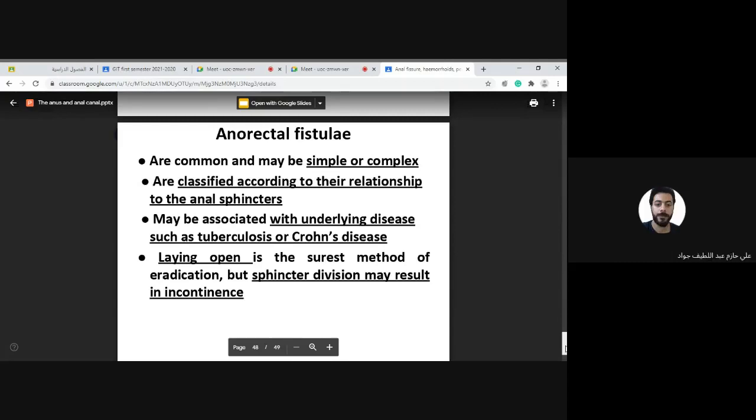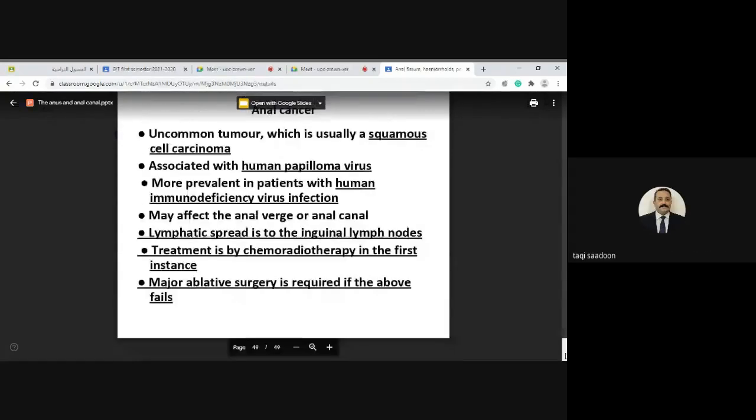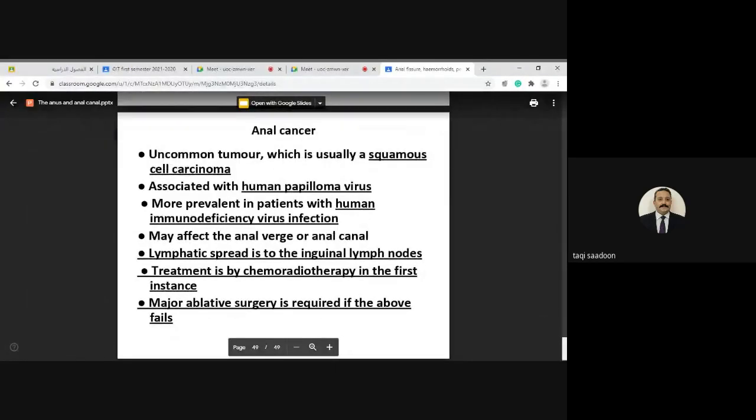Yes, doctor, clear. Now the last subject is anal cancer. Anal cancer may occur as a squamous cell carcinoma, may be associated with the human papilloma virus, and it is more common in human immunodeficiency virus infection. Lymphatic spread, as we mentioned, from the lower part of the anal canal goes to the inguinal lymph nodes. Treatment starts with chemoradiotherapy, but if surgery is needed there may be major ablative surgery.